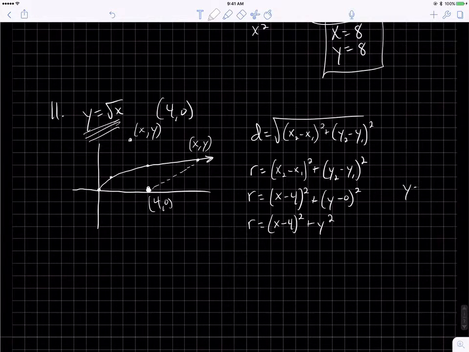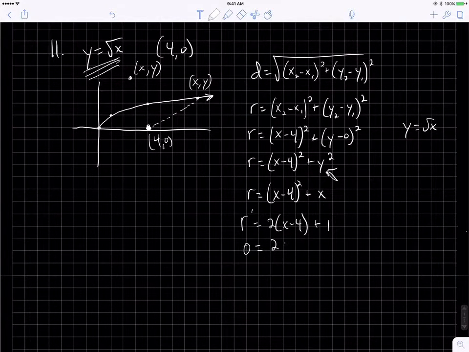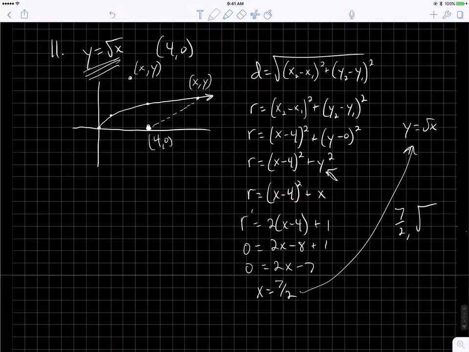I use my secondary equation of root x to substitute into the primary so that I can get it all in one variable. Now I can do the derivative. I've got chain rule on the first term and power rule on the second. I set equal to 0 and solve. So that's the x-coordinate of the point on the curve that's closest to 4, 0. I plug that into my secondary to get the y value, and it becomes 7/2 root 7/2.